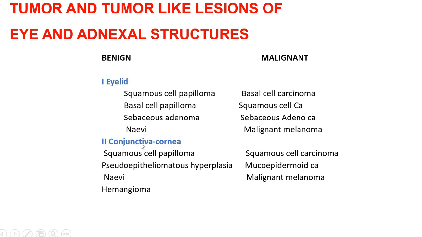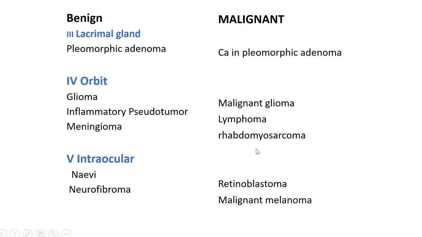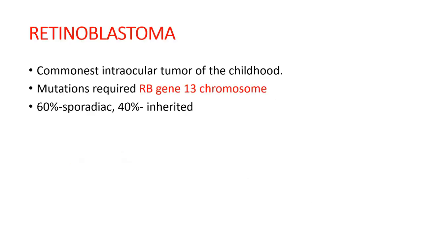In the conjunctiva and cornea, benign tumors include squamous cell papilloma, pseudoepitheliomatous hyperplasia, nevi, hemangioma. Malignant ones include squamous cell carcinoma, mucoepidermoid carcinoma, and malignant melanoma. In the lacrimal glands, benign is pleomorphic adenoma, malignant is carcinoma ex-pleomorphic adenoma. In the orbit, you can have glioma, inflammatory pseudotumor, meningioma. And malignant, it is malignant glioma, lymphoma, rhabdomyosarcoma. And intraocular, you can have nevi and neurofibroma, and malignant retinoblastoma and malignant melanoma. So this is a classification of the various tumors of the eye.